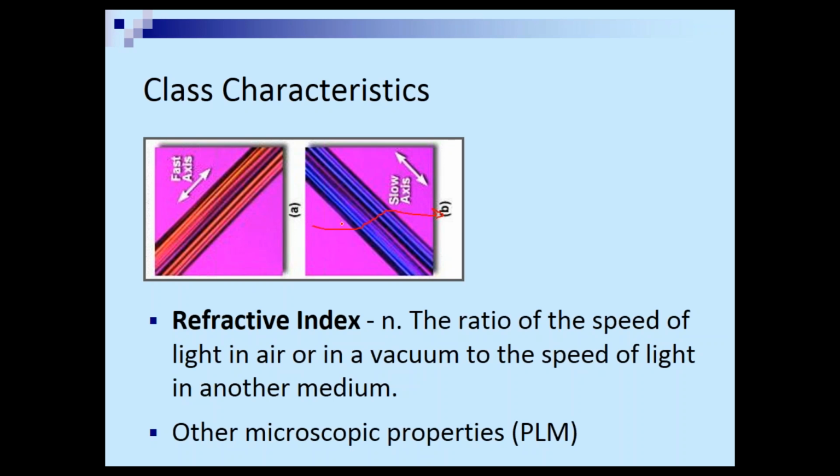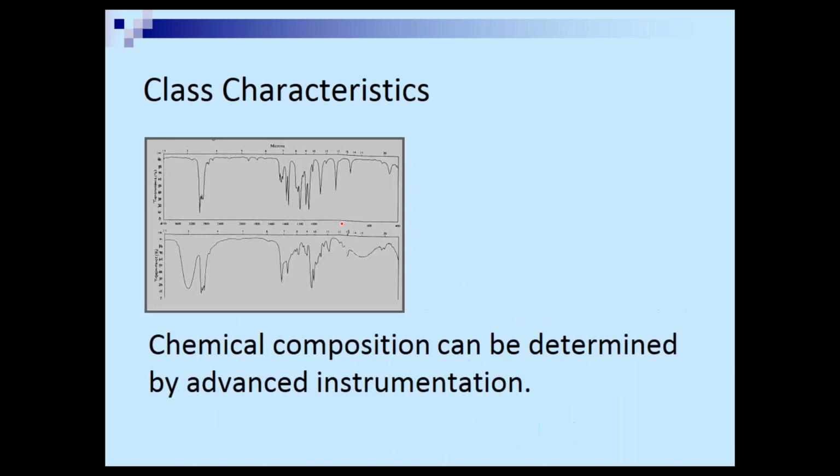And this can be measured. It can be assigned a number value, the refractive index. If you have two fibers that look very similar but have a different refractive index, you know they cannot be the same chemical composition. They cannot be from the same origin because that's a characteristic that's different. So refractive index is a class characteristic that can be used.